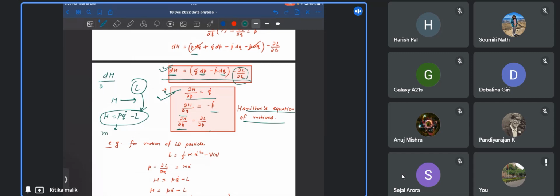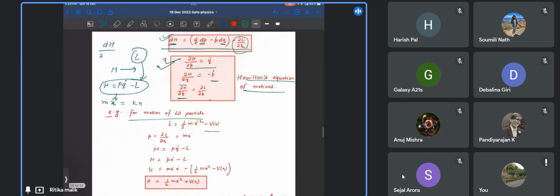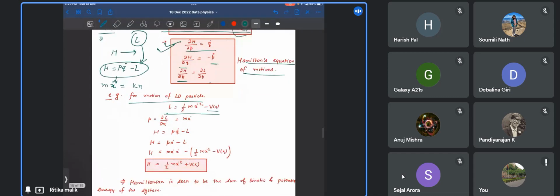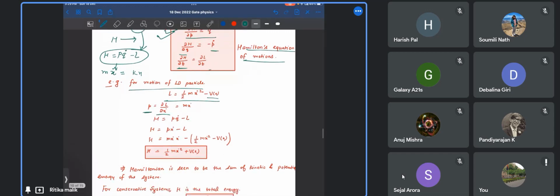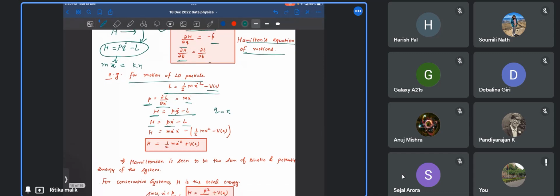And this will again give you the same equation like ma equals minus kx. For example, for the motion of a particle in one dimension, the Lagrangian is kinetic energy minus potential energy. So your momentum is del L by del x dot. So you write your Hamiltonian, which is PQ dot. Q is x here. So your Hamiltonian will become P x dot minus L.